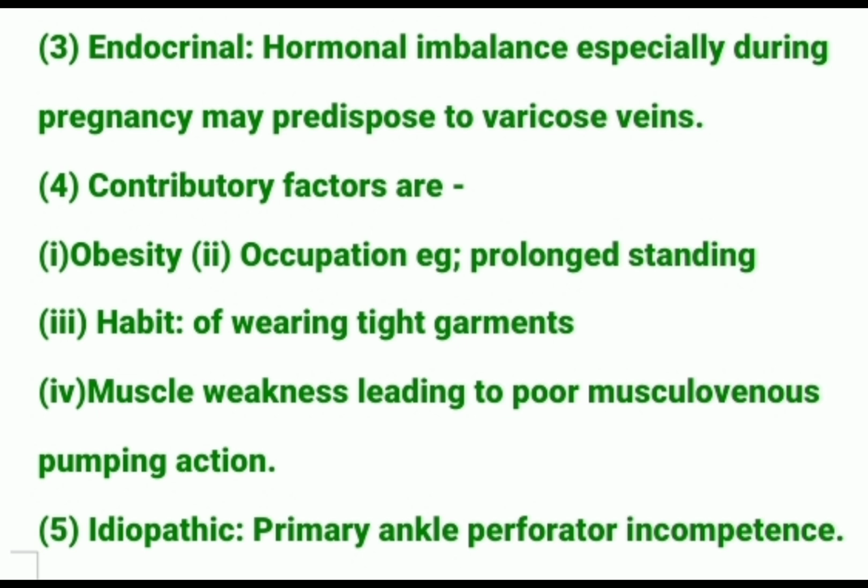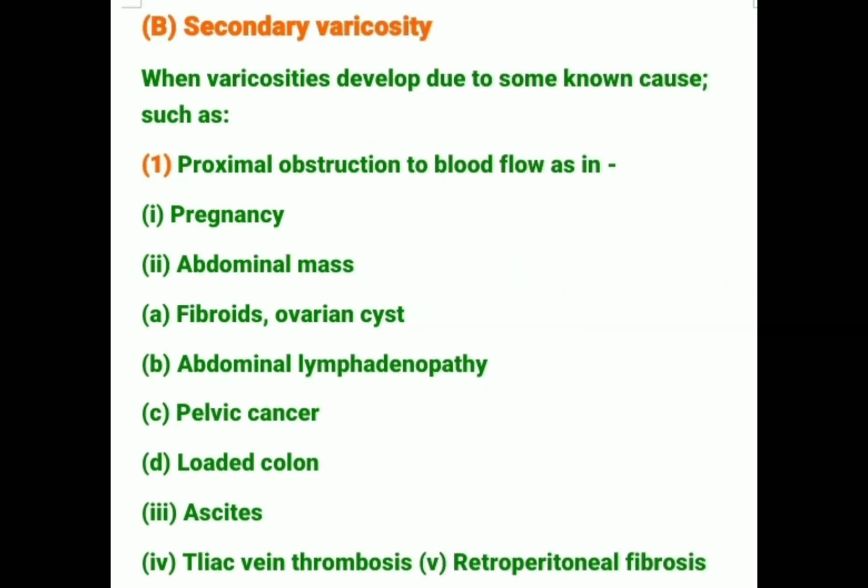Now, secondary varicosity. When varicosities develop due to some known cause, such as number 1, proximal obstruction to blood flow, as in pregnancy, abdominal mass, fibroids, ovarian cyst, abdominal lymphadenopathy, pelvic cancer, loaded colon and ascites, and iliac vein thrombosis, retroperitoneal fibrosis are the causes for proximal obstruction to blood flow.